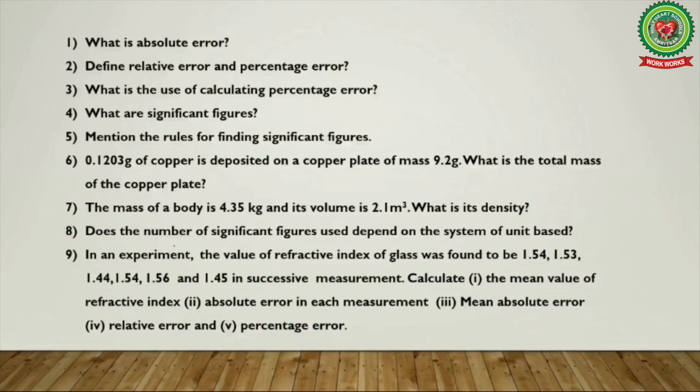8. Does the number of significant figures used depend on the system of units? And last numerical. In an experiment, the value of refractive index of glass was found to be 1.54, 1.53, 1.44, 1.54, 1.56 and 1.45 in successive measurements. You have to calculate the mean value of refractive index, absolute error in each measurement, mean absolute error, relative error and percentage error.